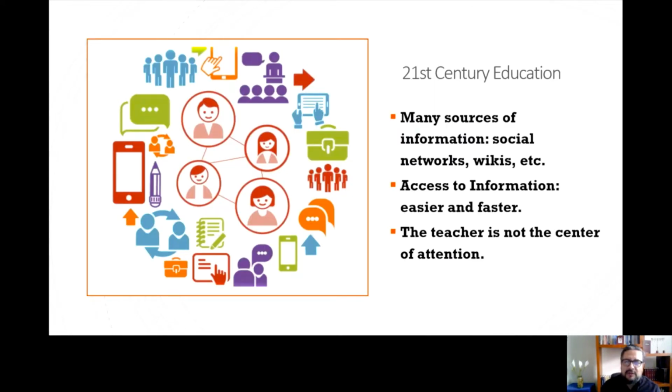First of all, I want to talk about 21st century education. As you might know, 21st century education proposes to work with many sources of information. It means social networks, wikis, search engines, etc. So everything we have right now and our students and ourselves are dealing with. Access to information has to be easier and faster, and the teacher is not the center of attention. I'm going to talk about that a little bit later, but these are some of the main ideas of 21st century education.